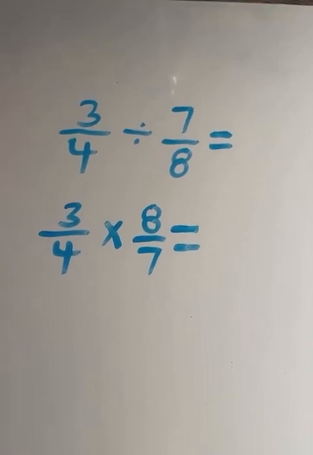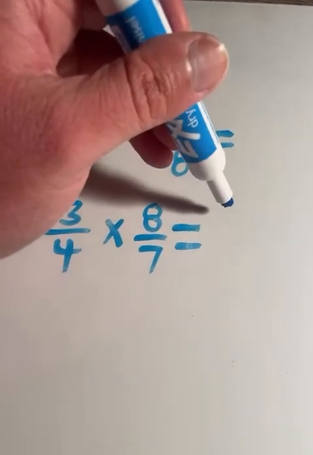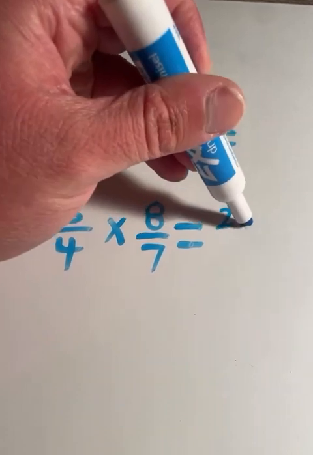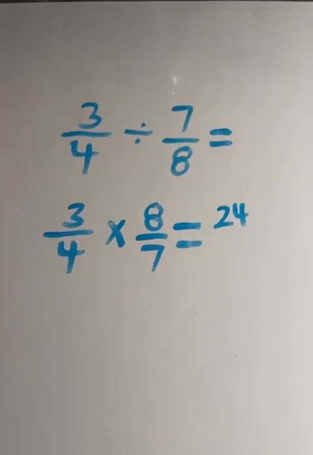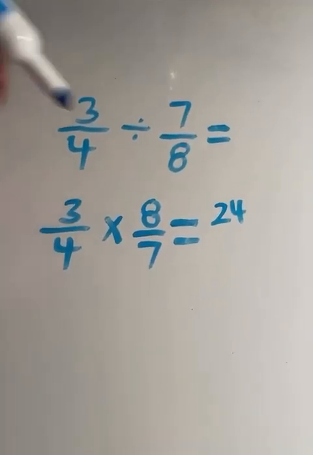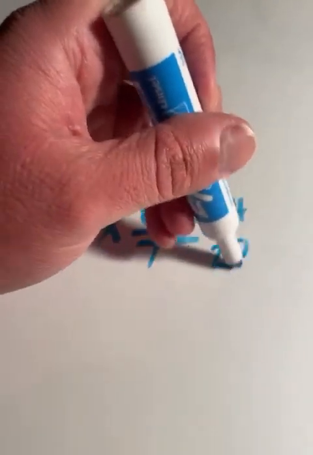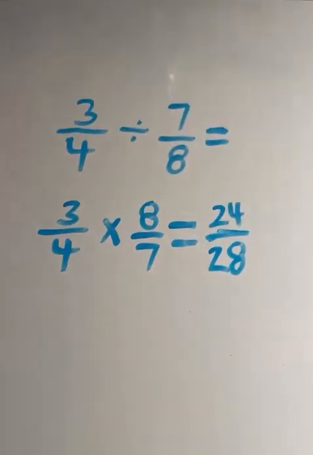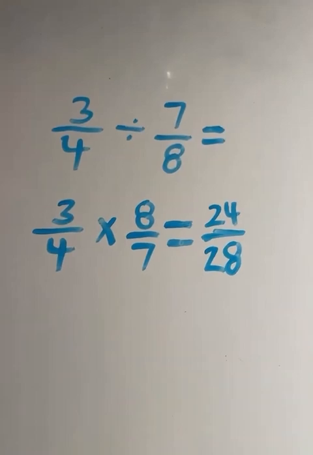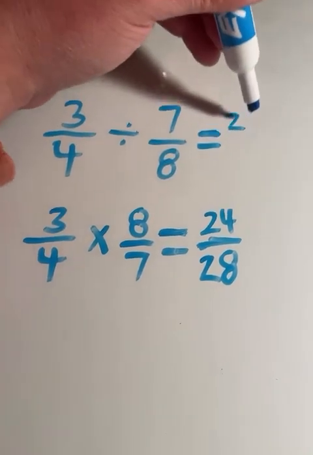And now from here we multiply. 3 times 8 equals 24. 4 times 7 equals 28. And we have our final answer. 3/4 divided by 7/8 equals 24/28.